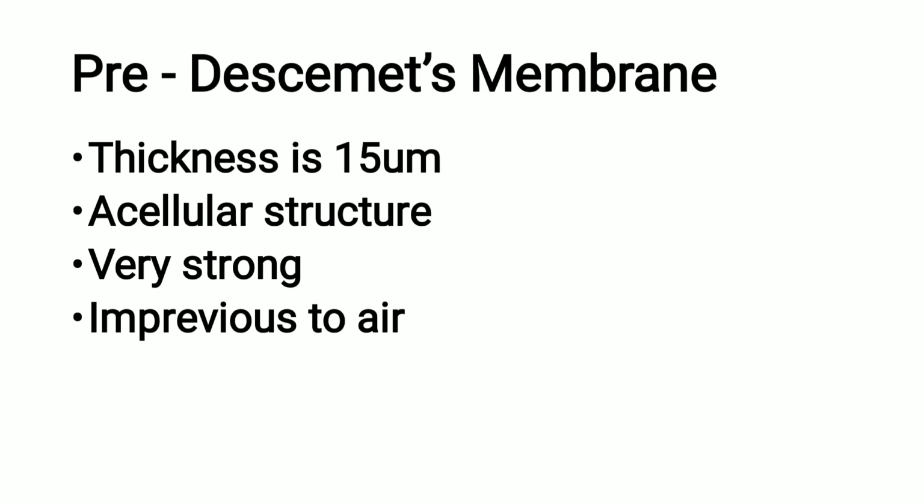Fourth one is pre-Descemet's membrane, also known as Dua's layer. It was discovered in 2013 by Dr. Harminder Dua, an Indian ophthalmologist. It is acellular, very strong, impervious to air and about 15 microns thick.